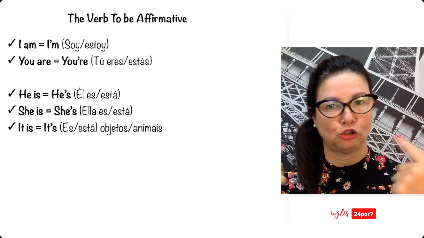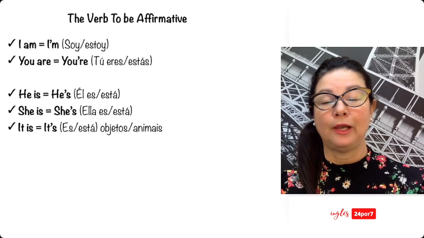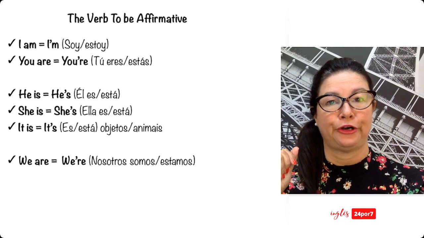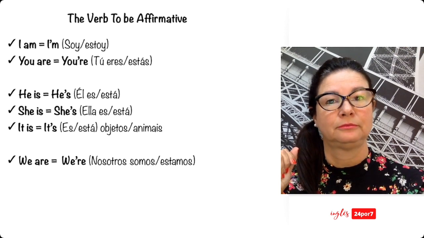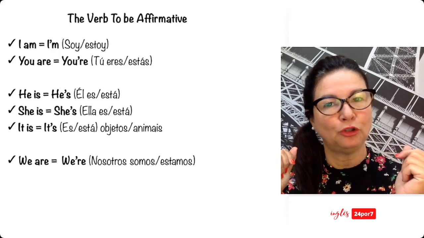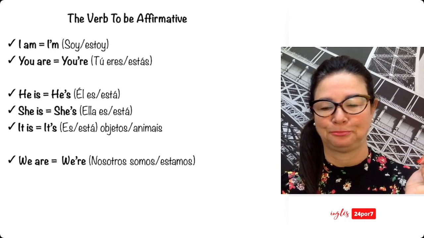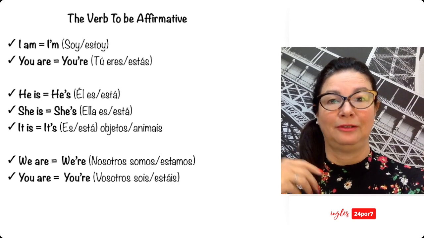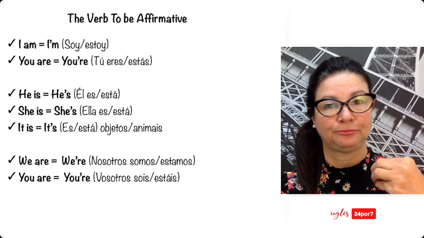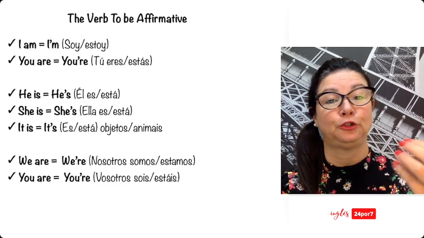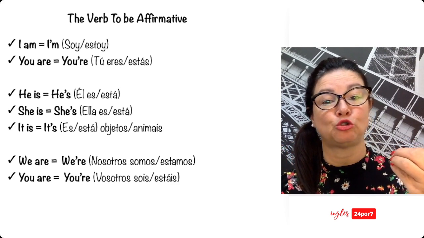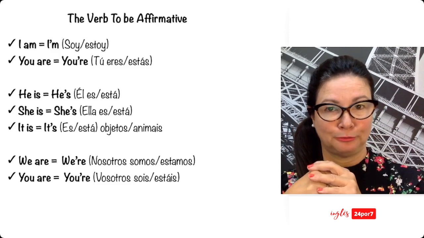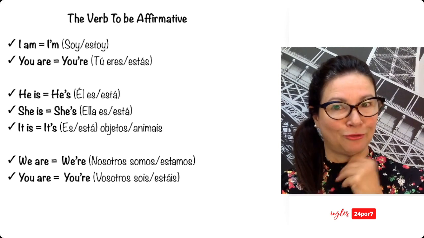El we, nosotros, combina con are. We are, or we're. We are. We're. You are or you're. Date cuenta que hay el you are, tú eres, estás, y hay el you are, vosotros sois, estáis. Depende del contexto.